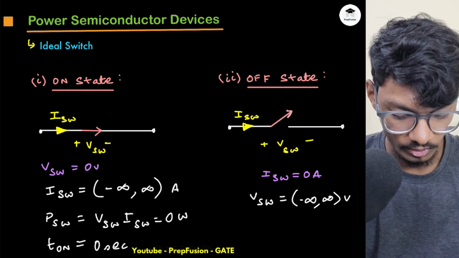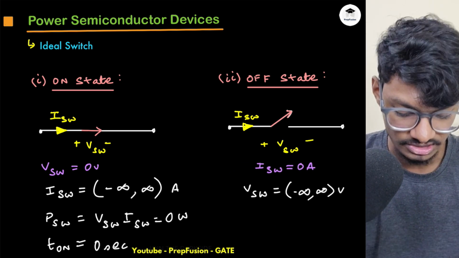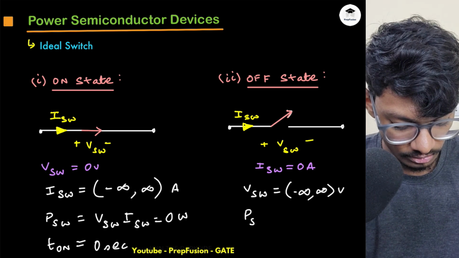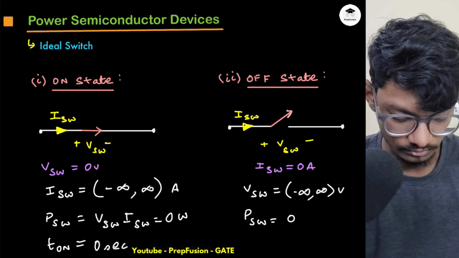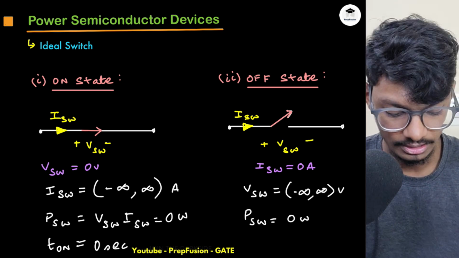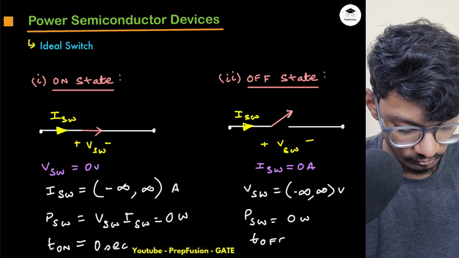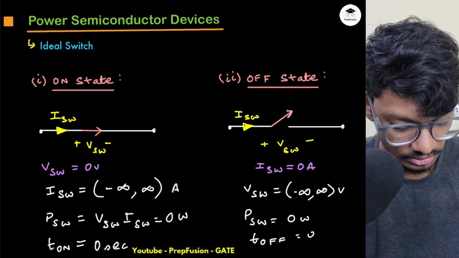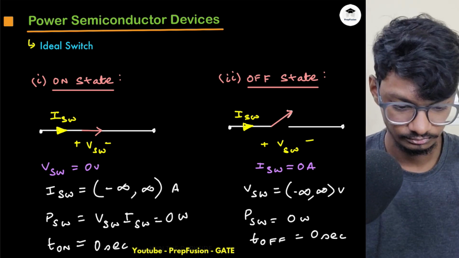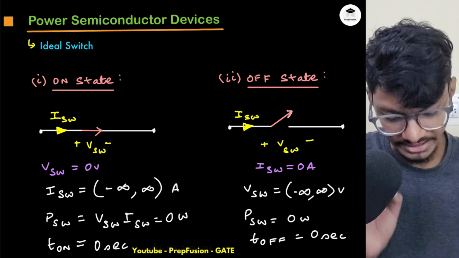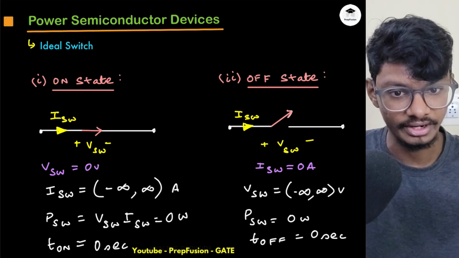So for an ideal switch, it will be able to block any amount of voltage, infinity also. Again, what is the amount of power dissipated for an ideal switch? The power dissipated will again be 0, because current is 0. Next, for an ideal switch, the time taken to turn off the switch will be 0. So these are basically the characteristics of an ideal switch.